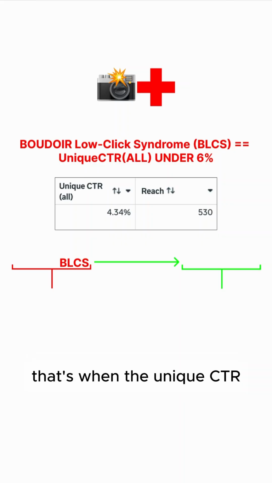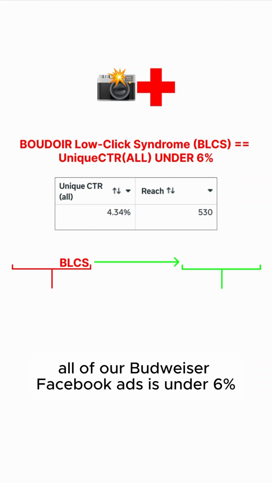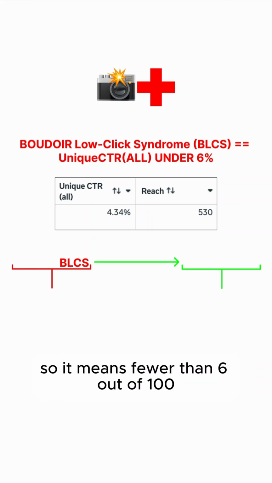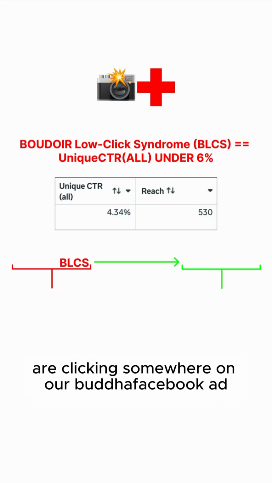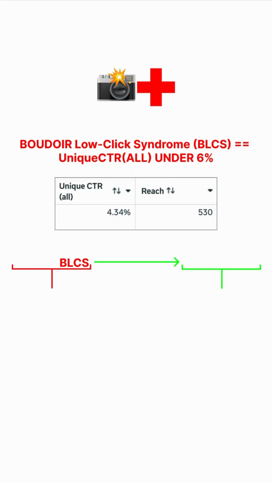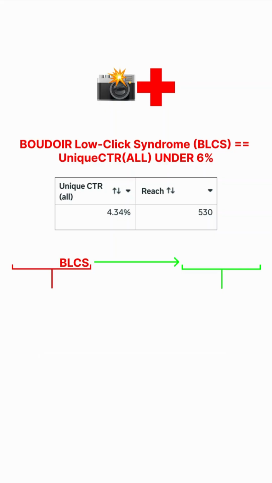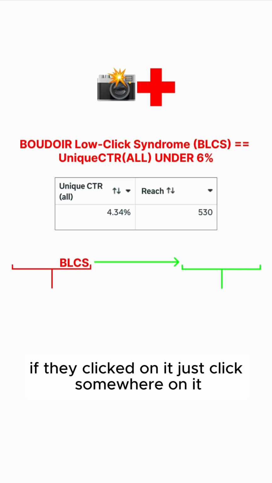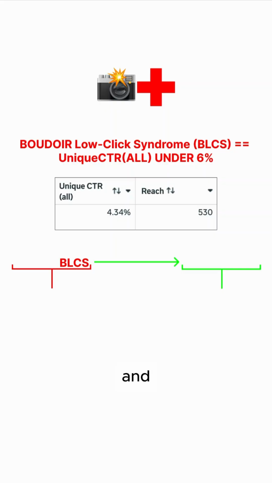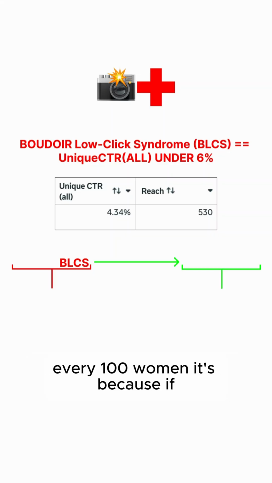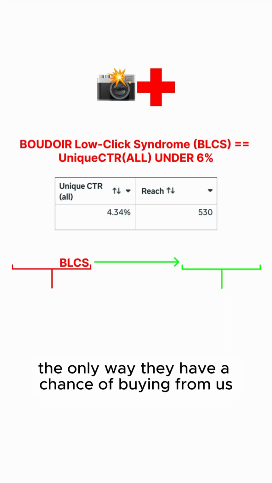That's when the unique CTR on all of our Boudoir Facebook ads is under 6%. So it means fewer than 6 out of every 100 women are clicking somewhere on our Boudoir Facebook ad, which means our ad is entering fewer than 6 out of 100 women's brains, because if they clicked on it, they didn't simply scroll by. And that means fewer than 6 out of every 100 women actually have a non-zero chance of buying from us. The only way they have a chance of buying from us is if our ad enters their brain.